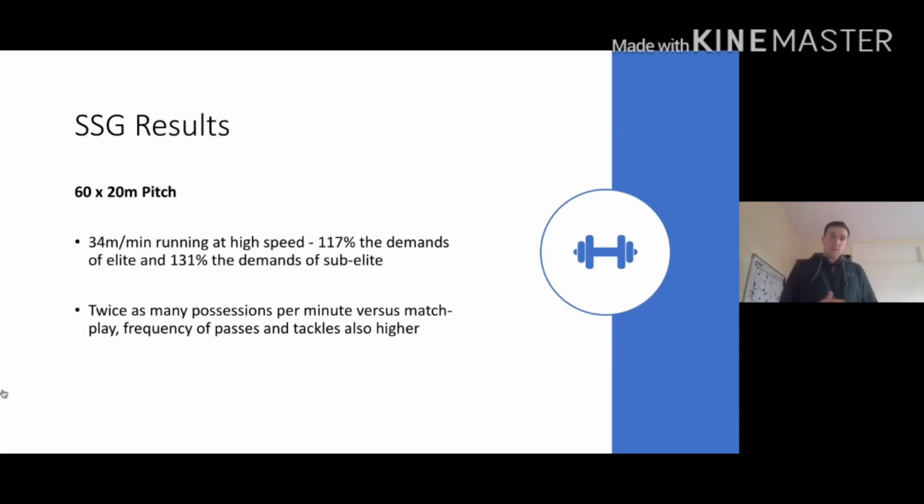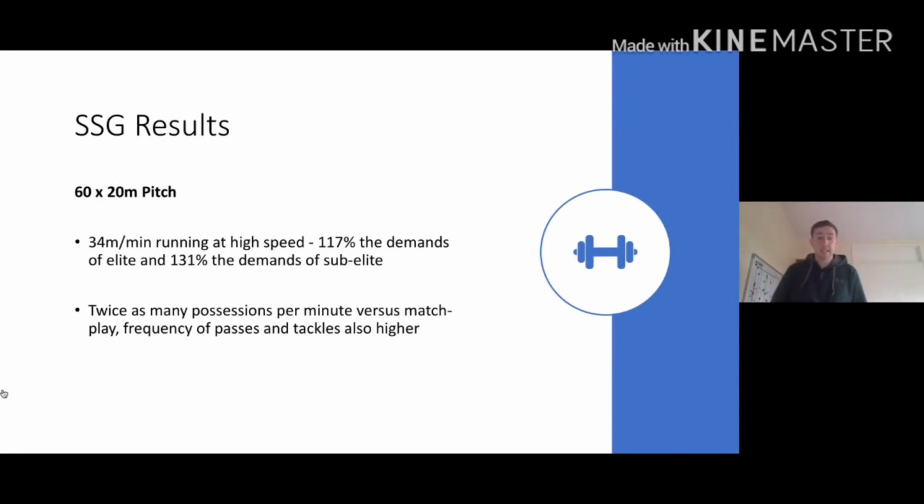So when we talk about high-speed running in Gaelic football, it's distance run at a speed greater than 17 kilometers per hour. So if we're looking at the result of the 60 by 20 meter pitch, the players averaged 34 meters per minute at this pace, which is 117% of the demands of elite and 131% of the demands of sub-elite. Okay, so that would be training above the demands of both elite and sub-elite.